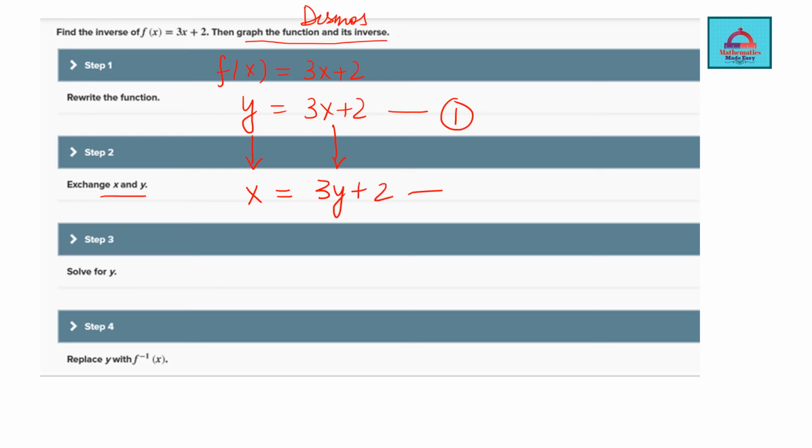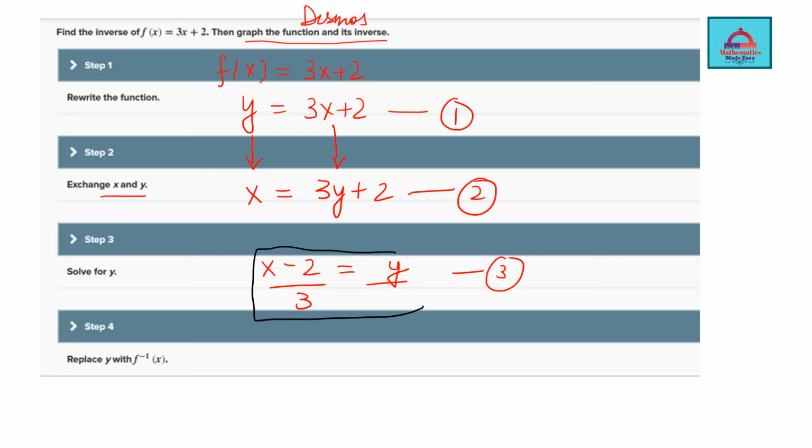Step 3, so this is 2. Now step 3 is you solve for y. So can I write this 2 here? So x minus 2 is 3y. Now divide by 3 on both sides. So what do you get? This coefficient cancels and y is this value. So you have got in step 3 this one.